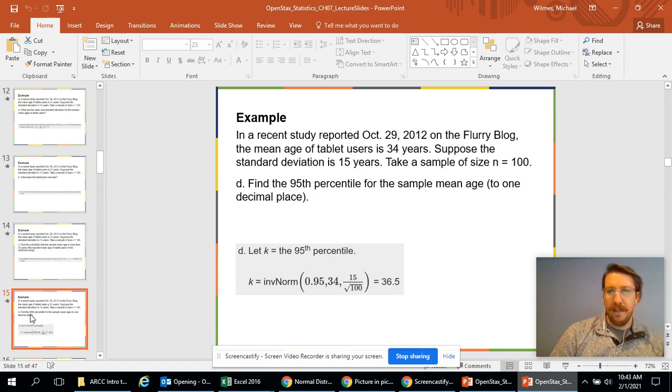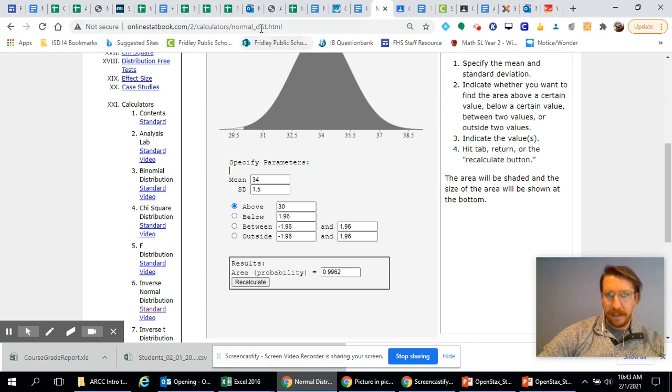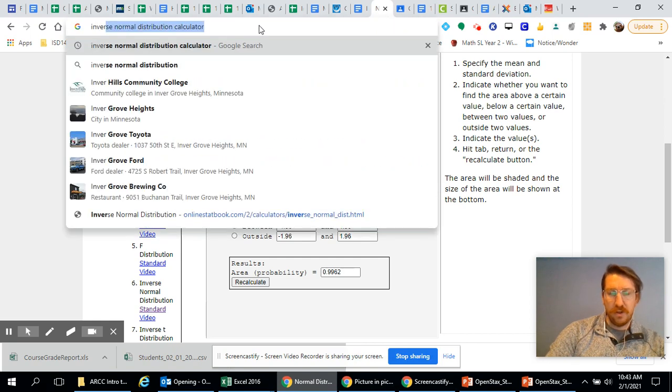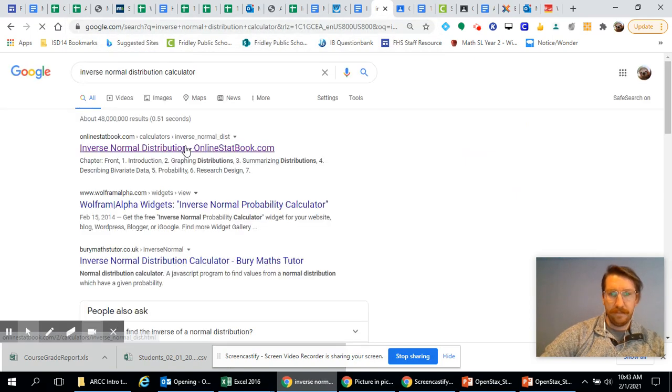And our final question: find the 95th percentile for the sample mean to one decimal place. The 95th percentile means we're going to beat 95% of the other people, or the age is going to be older than 95% of all the other data. So 5% is above it, 95% is below it. So for that, we're going to type in our inverse normal distribution calculator.